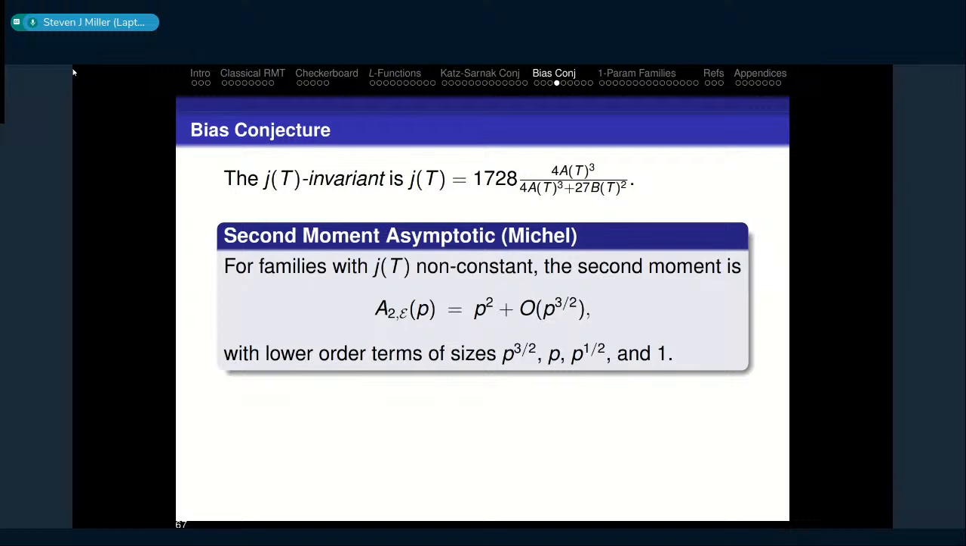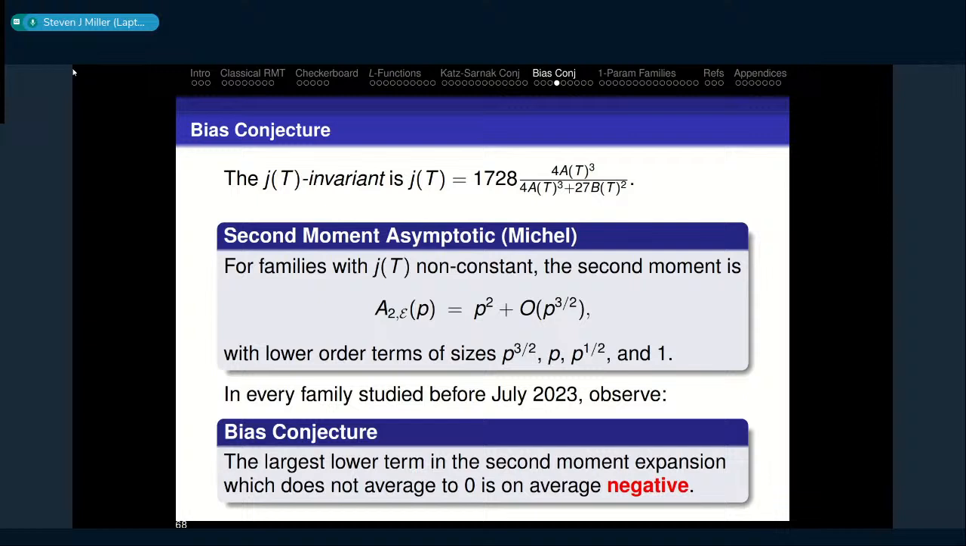The next is the second moment. Michel proved that as long as g(t) is non-constant, the second moment is p squared with a correction of size p to the 3 halves. And there are arithmetic interpretations for the different factors of size p to the 3 halves, p, et cetera. In every family studied before July 2023, and some people in the audience might recognize some of these slides from an ICERM workshop, every family we looked at, the first lower order term that did not average to zero was negative.